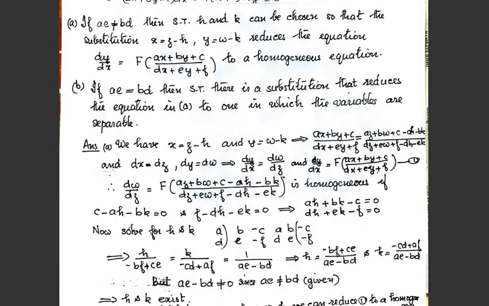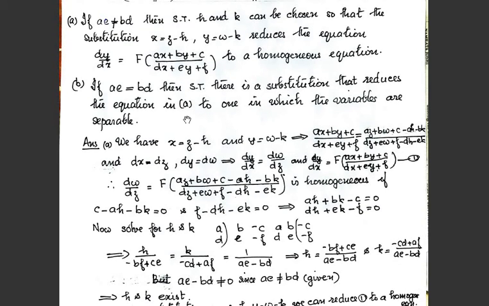Now homework. Then another important problem. If a e is not equal to b d, then show that h and k can be chosen so that the substitution x is equal to z minus h, y is equal to w minus k reduces the equation dy by dx equal to f of (ax plus by plus c) divided by (dx plus ey plus f) to a homogeneous equation.